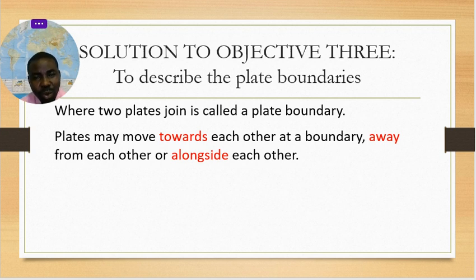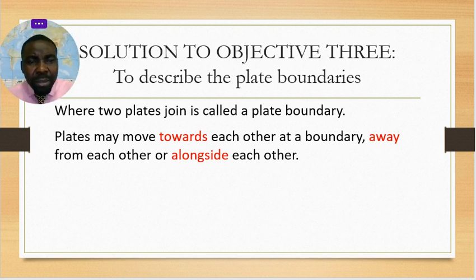Plate boundary. What is the meaning? When we are talking about plate boundary, we are talking about the space in between two plates. Don't forget, plates are in broken pieces, and at a point they meet. The meeting point, the space in between the two plates, is what is known as plate boundary. And it is good we know the direction of movement of plates.